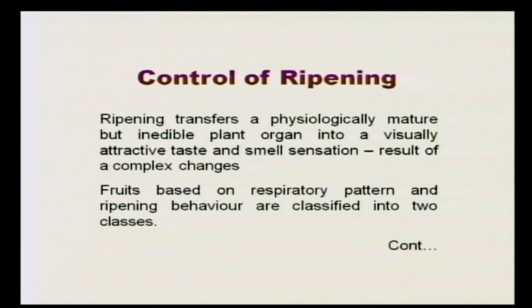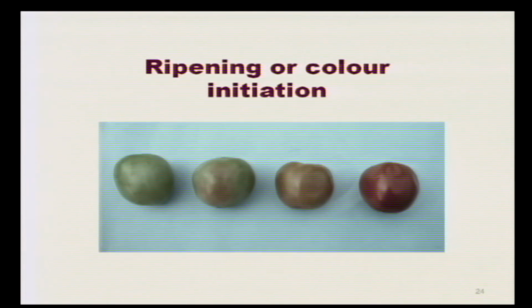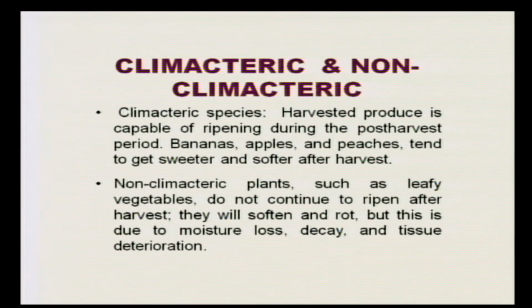So normally, controlling ripening can help us in these steps. Now what are the climacteric foods? We explained that they undergo ripening after harvest, with a rise in respiration during ripening. They produce ethylene. The non-climacteric fruits ripen on the tree itself. So it's very important for non-climacteric fruits that their maturity index should be properly taken, because they will not ripen later. We cannot harvest them beforehand. There is a color change because of the initiation of ripening, from green to red. Now this depends upon the species also.